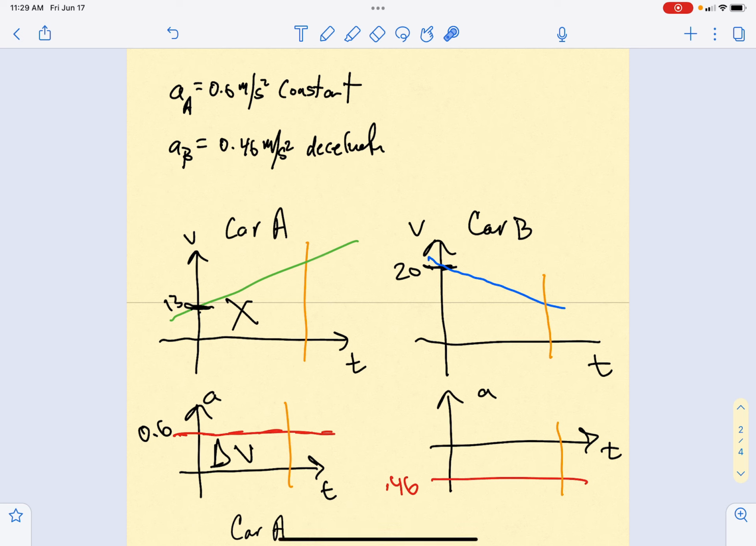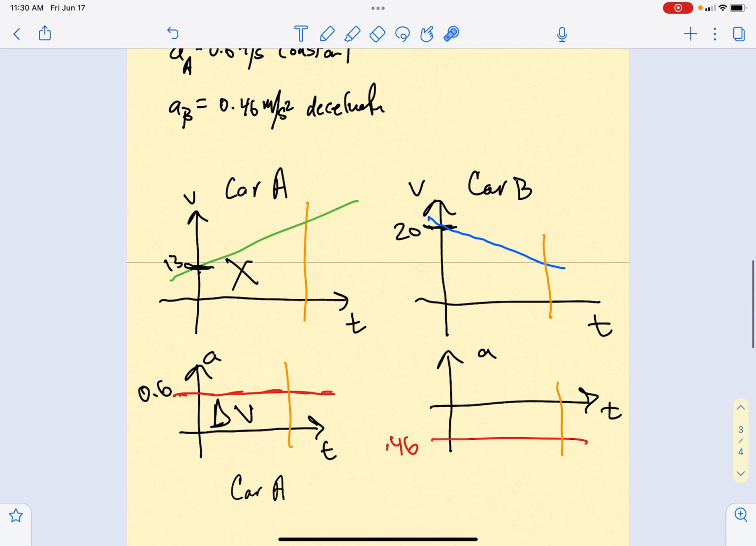Now look at car B. It has a deceleration, and as the problem begins, he's currently traveling at 20. But he's decelerating, so we know the line has a negative slope, and that's what we see illustrated right below it. This is a negative 0.46. Okay, and those are the graphs of these two problems. Now, let's begin the problem.